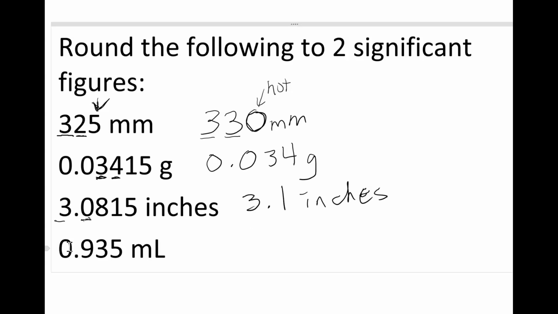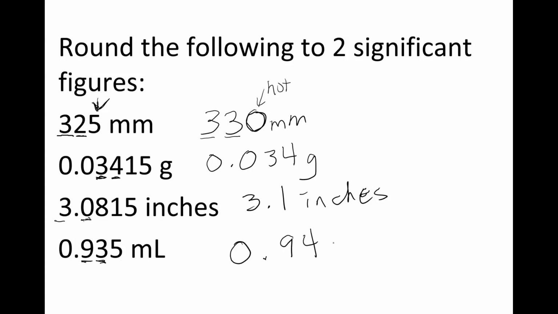The next value, 0.935 milliliters. The 0 is not significant, it's just a placeholder. The 9 is significant, 3 is significant. We're going to round it up because the next value is a 5 or higher. So we have 0.94 milliliters.